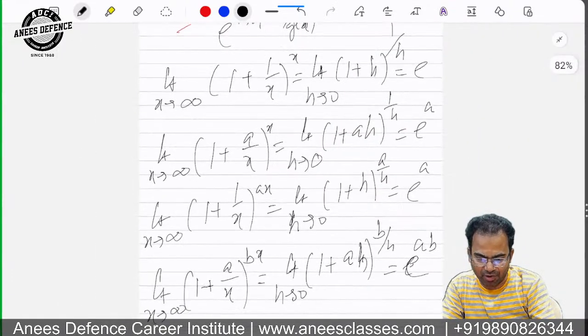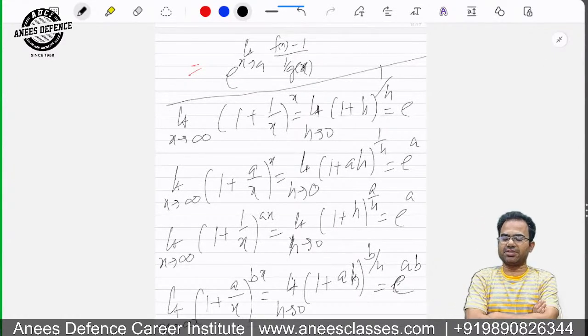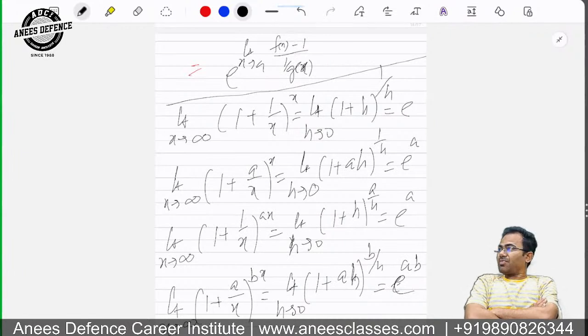So write these formulas. These are very, very important formulas for the e to the power, 1 to the power infinity format. Write these 4 formulas.